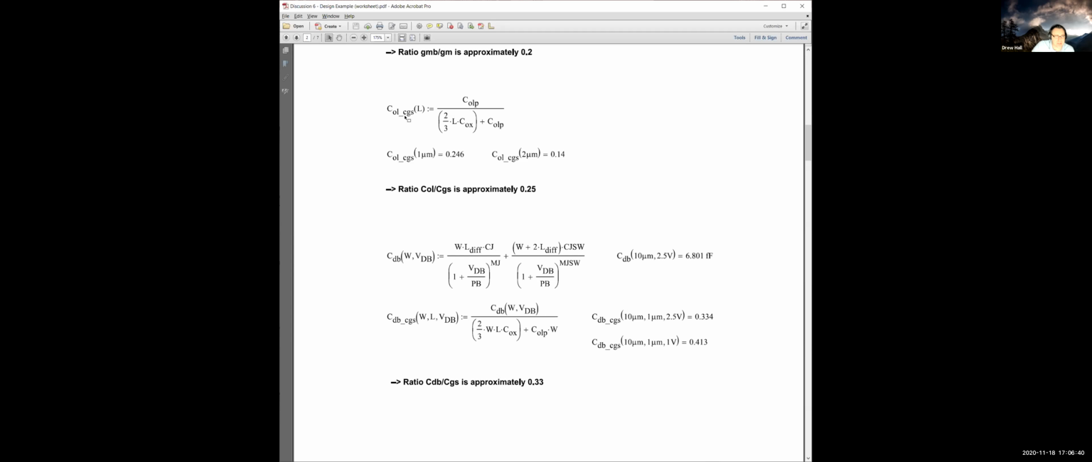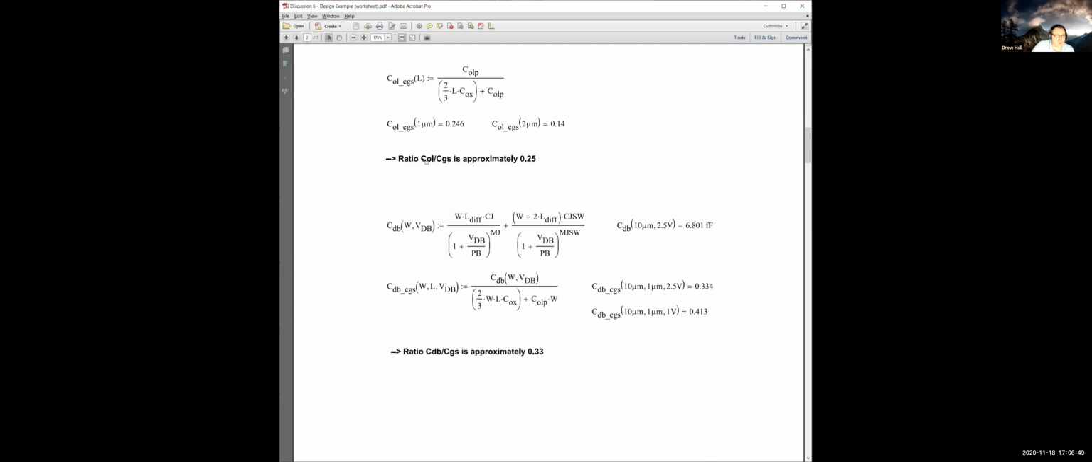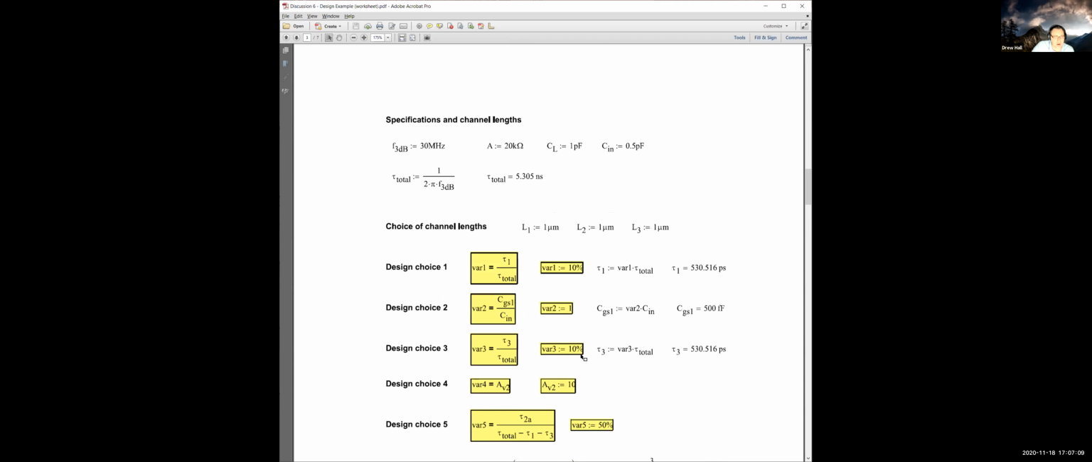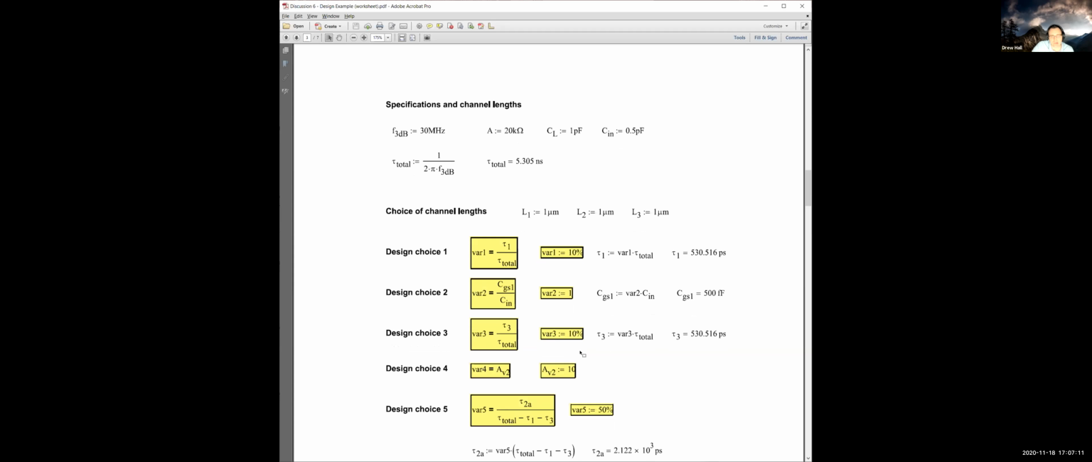Then I have some functions to calculate the overlap capacitance as a function of the channel length. Then I can normalize the overlap capacitance to CGS, and that's where I came up with this number. You can also simulate this from Cadence to get an idea of what these capacitance ratios are. Doing the same thing for CDB relative to CGS. All right, so that's all just about the technology.